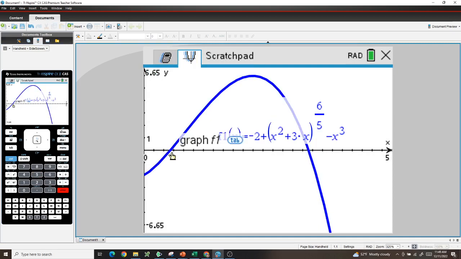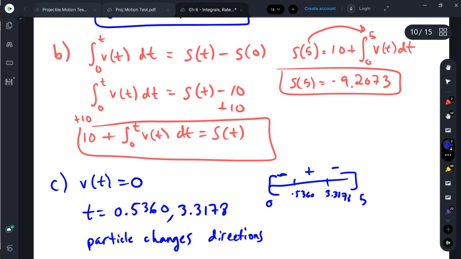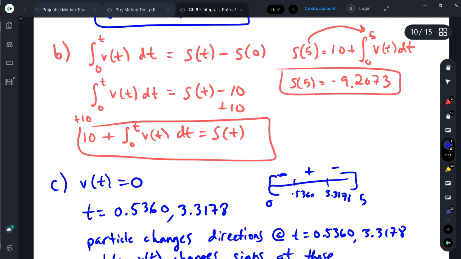Okay, so we do see that it does change directions. So then on that number line, we're going to put negative, positive, negative. And so now we can say the particle changes directions at t equals 0.5360, comma 3.3178. Now they want us to justify this, so we're going to just say because v of t changes signs at those points. Now it's always a good idea to label your number line, so I'm going to put a V here.